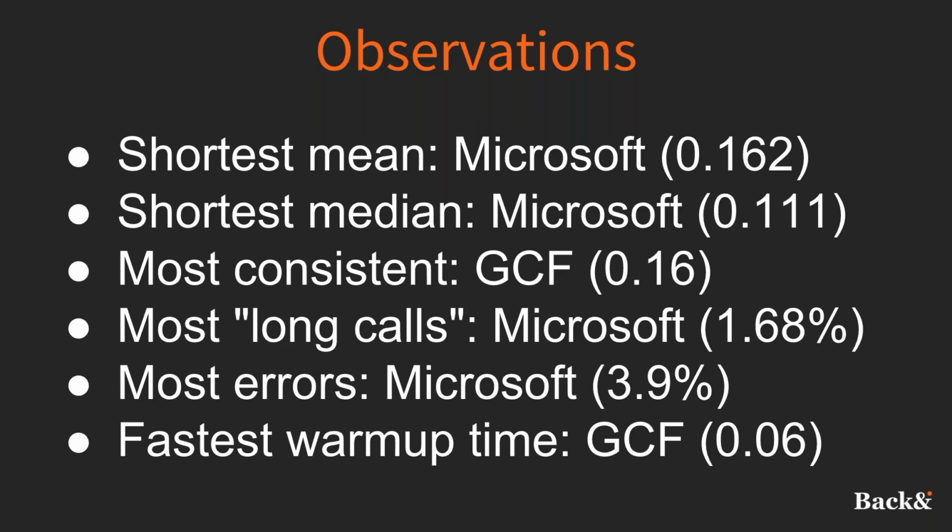But then you have a couple of other things to look at. Namely, the most long calls, which goes to Microsoft. They had 1.68% of their calls take over a second to return, and then the most errors, which was Microsoft again at 3.9%. Again, this definitely is telling me that we need to do more research in this area. And if you happen to have a framework that exercises this, I'd love to hear what you're doing. Finally, the fastest warm-up time in a hot-cold situation when comparing Lambda and Google is Google with 0.06 seconds. But there's not really that significant a difference, so I wouldn't necessarily say that this is something that should be a differentiating factor when choosing a cloud services platform.